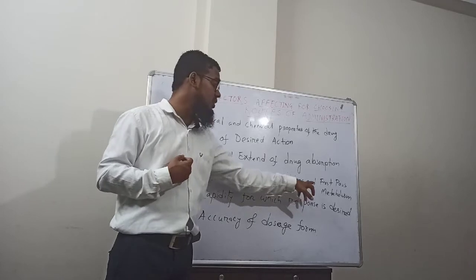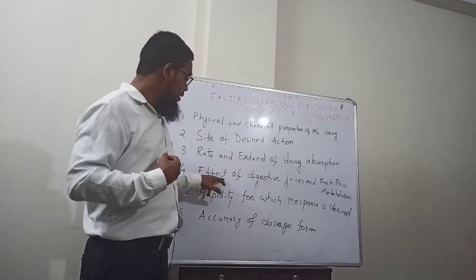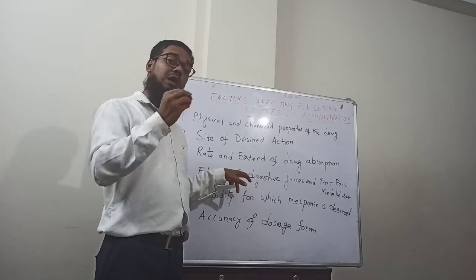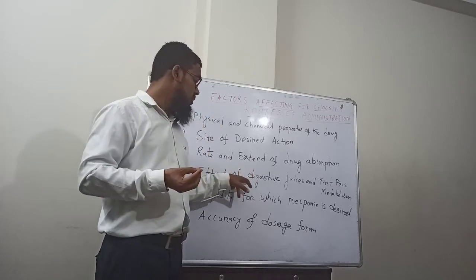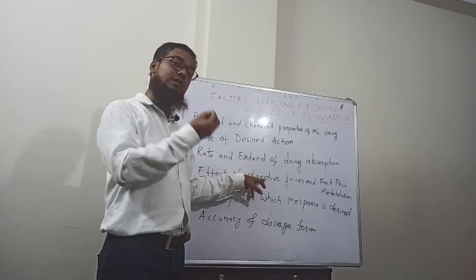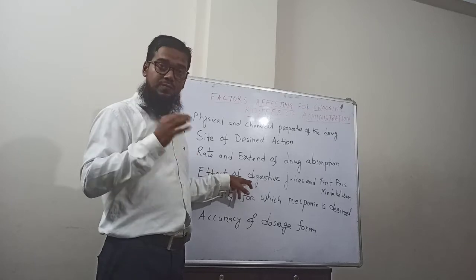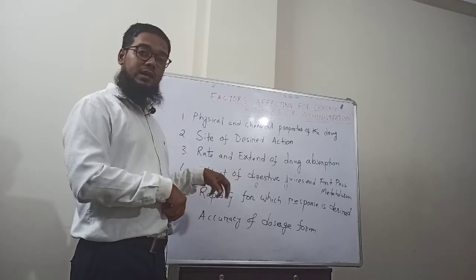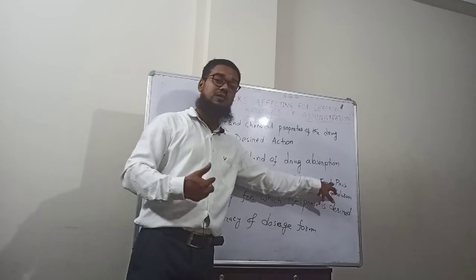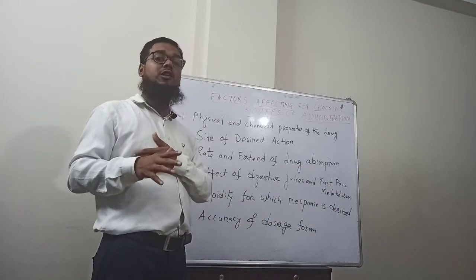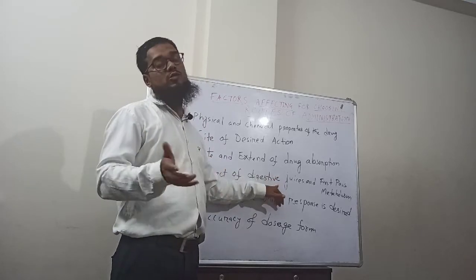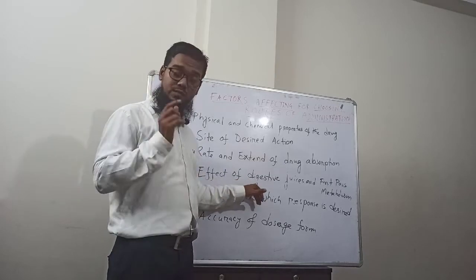Next, effect of digestive juices and first pass metabolism. In our digestive system, many enzymes and acids are there, and they will affect the drug. Some drug actions will decrease by the acid, or some enzymes will degrade the drug. At that time the drug is not taken orally. Or in the case of certain drugs, after absorption from the digestive system, the drug will reach the liver, and the liver will metabolize the drug before it produces its action, so the active bioavailability of the drug will decrease and it will produce less action. So this is also an important factor to be considered.